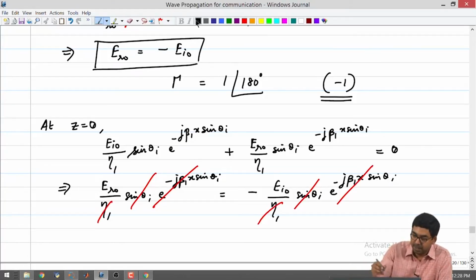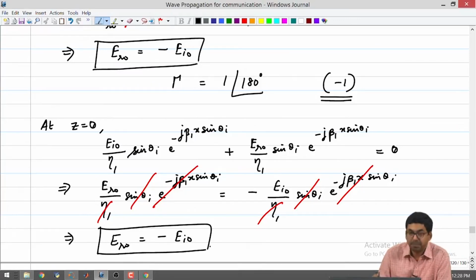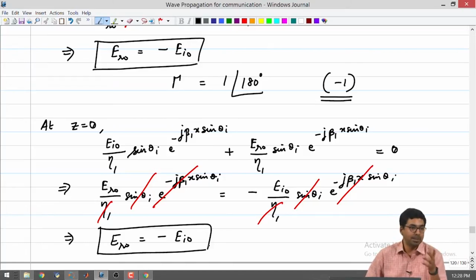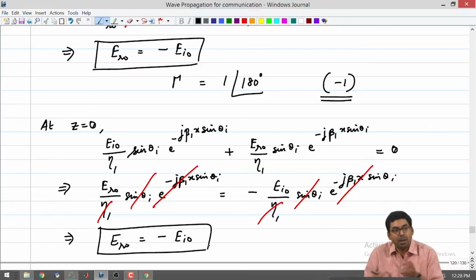Once again, you end up getting the same information, that the reflected field... All right. So, remember, in the previous dielectric interfaces, you needed two equations to solve for reflection and transmission coefficients, because there was a transmitted and a reflected field. In this case, you do not have a transmission coefficient at all. So, the two equations end up giving the same result, all right. So, once again, it is reinforced that ER naught is equal to minus E naught.